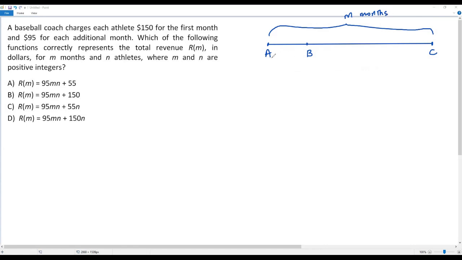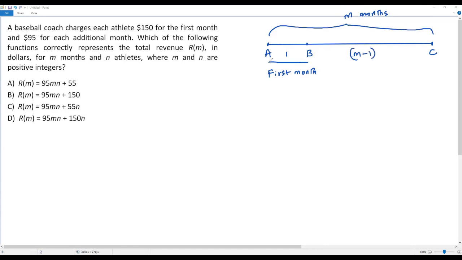And let's say the length of this line segment AB is 1. 1 means it represents the first month. Let me write it over here. And what is the length of this line segment BC? We know that the length of the line segment AC is M and the length of this line segment AB is 1. Now to get the length of this line segment BC, we have to subtract this 1 from the length of the line segment AC, that is M. Then we get M negative 1.